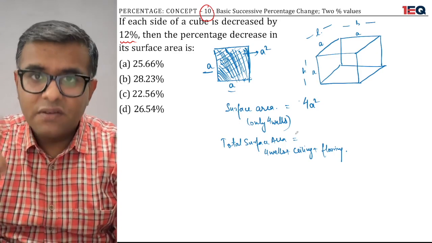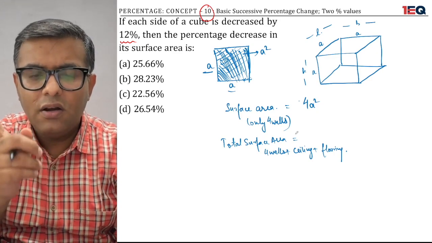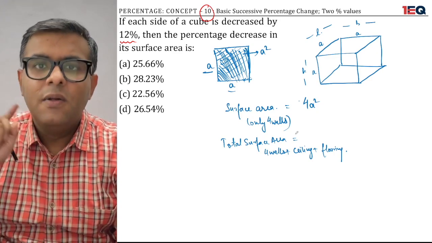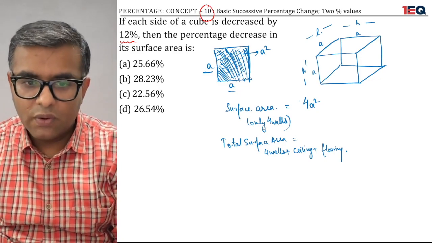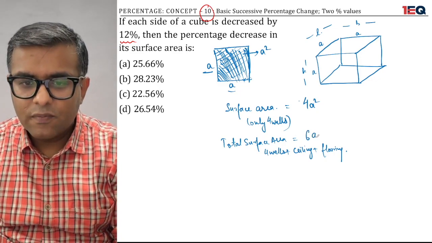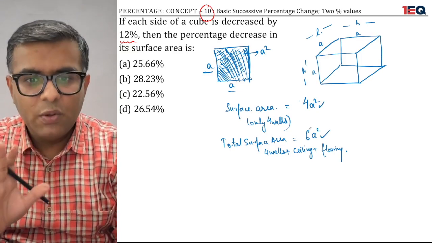The number of surfaces I have to paint in a total surface area is now six: the four walls, including the roof and the floor. Total surface area is 6a square. Are we good? Are we doing fine?